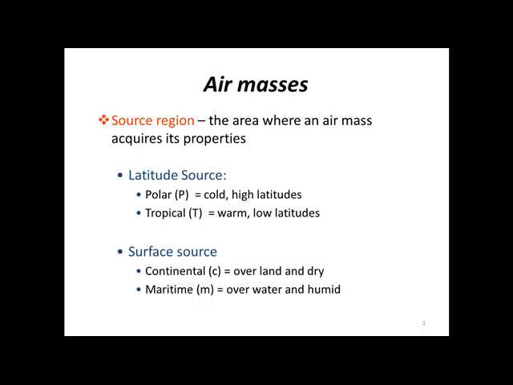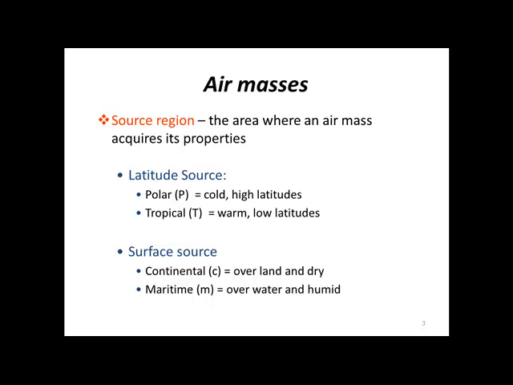Polar areas are higher latitudes, so 60 degrees latitude, 90 degrees latitude, whether it's in the southern or the northern hemisphere. And then tropical air masses move from the equatorial areas, so low latitudes, and they bring warm air into the area that they're moving to.